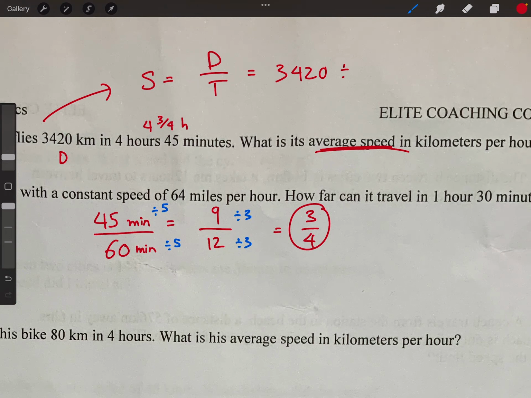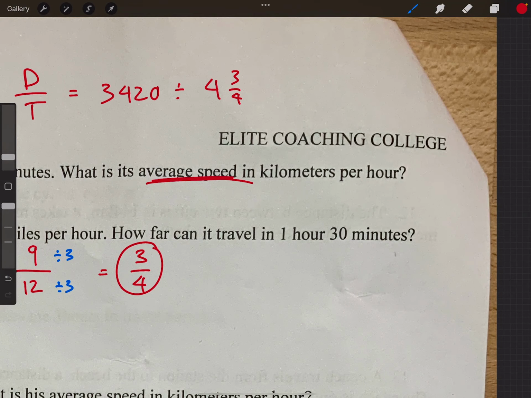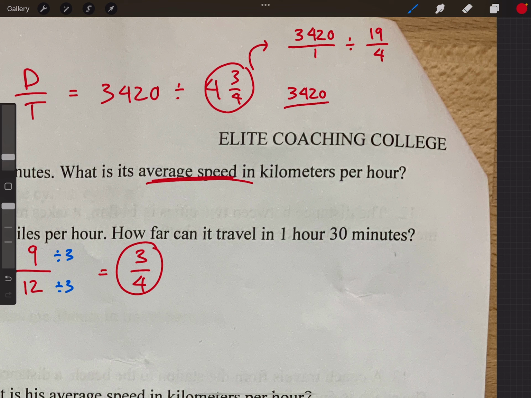3,420 divided by 4 and 3 quarters. Right. Now we can divide this using fractions. This will be 3,420 over 1 divided by, now we're going to change this one to an improper fraction. You're going to get 19 on 4. Okay, there you go. Which means this is 3,420 over 1 times 4 on 19.